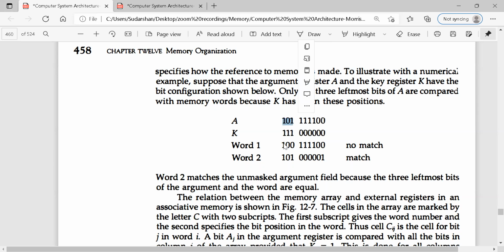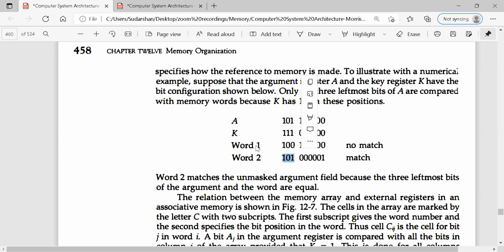Remember, 101 is the content of the argument register. In word 1, it is 100, therefore there is no match. In word 2, it is 101, there is a match. We are not bothered about the lower 6 bits' contents. They could be anything. In the argument register, it is 4 ones followed by 2 zeros, whereas in word 2, it is 5 zeros followed by 1. We are bothered only about the high order 3 bits. Whenever there is a match, the corresponding bit in the match register, in this case for word 2, will be set to 1.